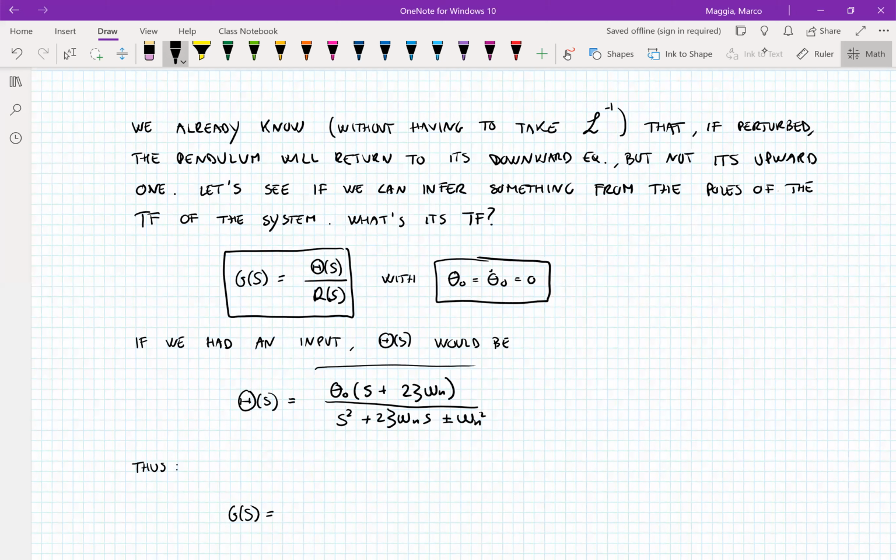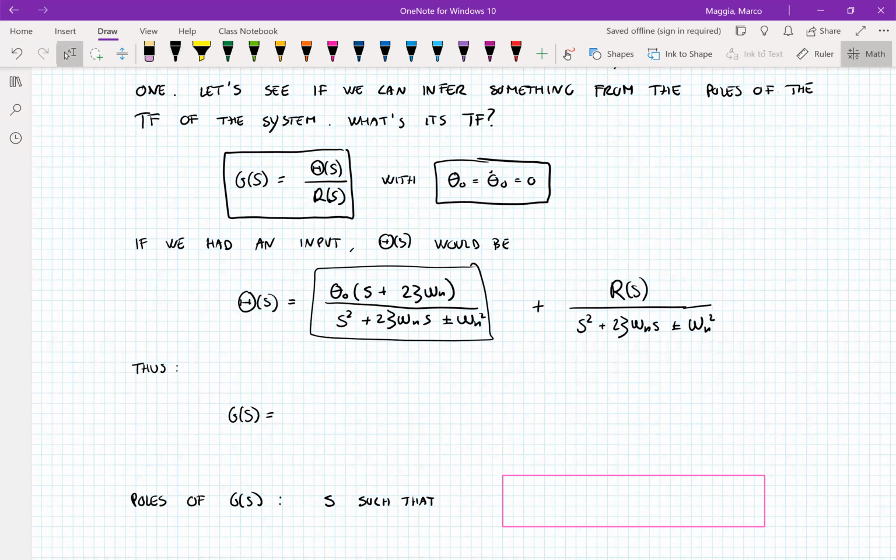And this is what we've called the free response. And then we're adding the so-called forced response that depends on an input. So when you perturb a pendulum and just let it go, there's no input. But generally, you can also apply an input. In this case, an input means an external moment applied to the pendulum.